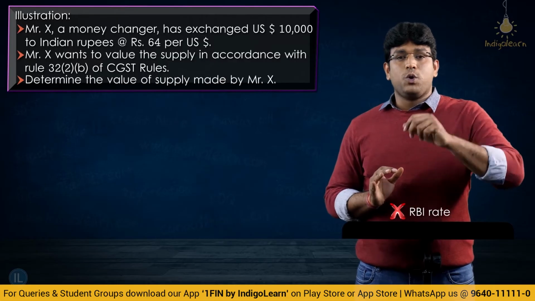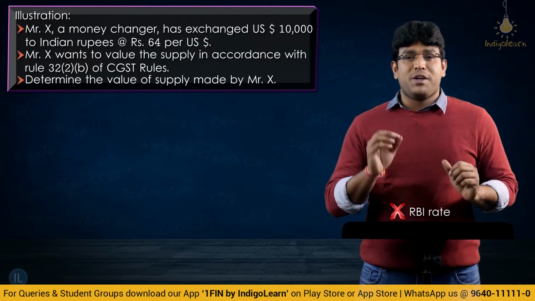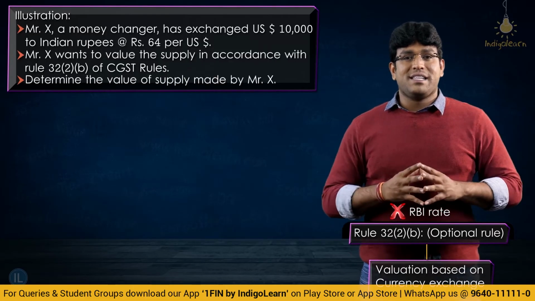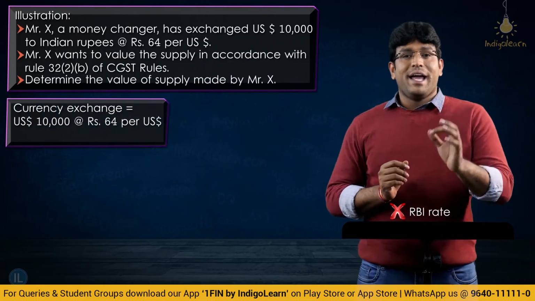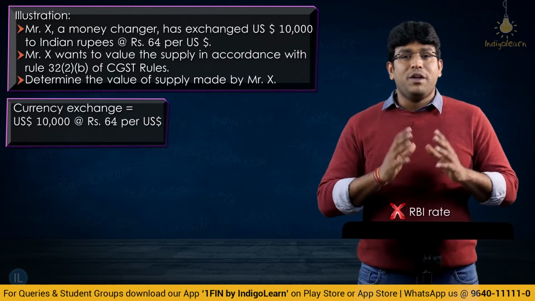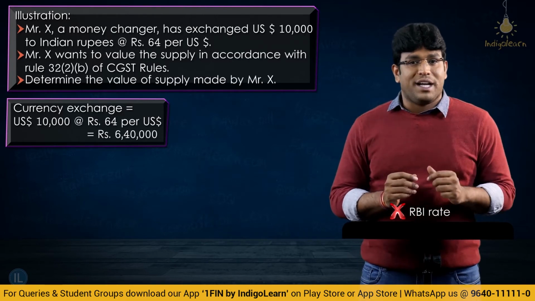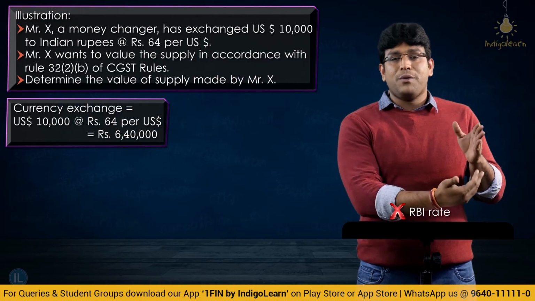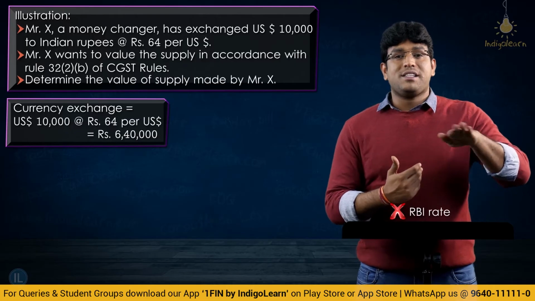Now what is Rule 32(2)(b)? Rule 32(2)(b) valuation is based on the amount of currency exchanged. Now here, what is the currency exchanged? $10,000 at 64 per dollar will become 6,40,000. Now 6,40,000, if we have to apply the valuation under 32(2)(b), it falls in the second slab.